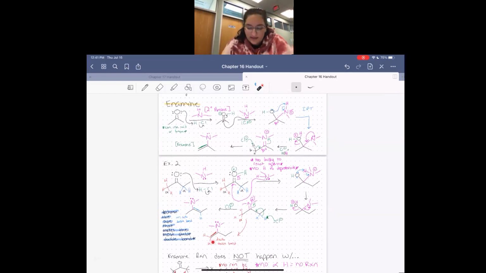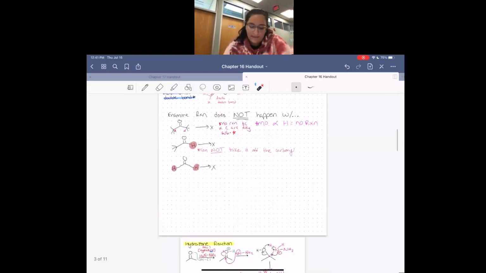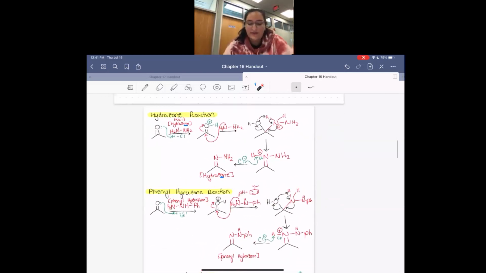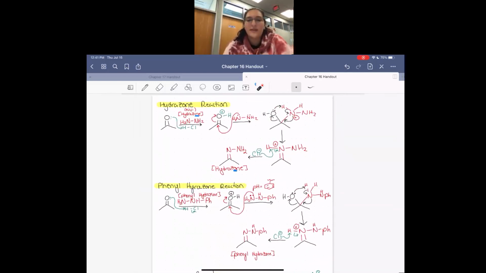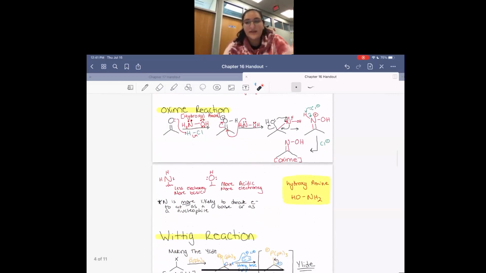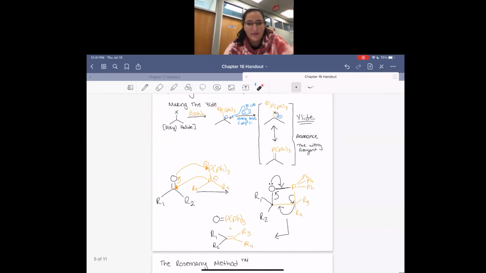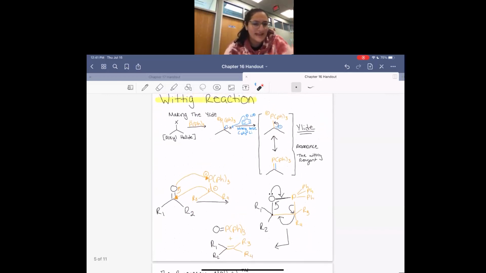The double bond is on the carbon. So the nucleophile is single bonded, but there is a double bond present. The hydrozone and phenylhydrazone reaction both keep the double bond. The oxime reaction keeps the double bond. And the Wittig reaction keeps the double bond, but it's kind of weird. It's different. You know, it's just kind of different.